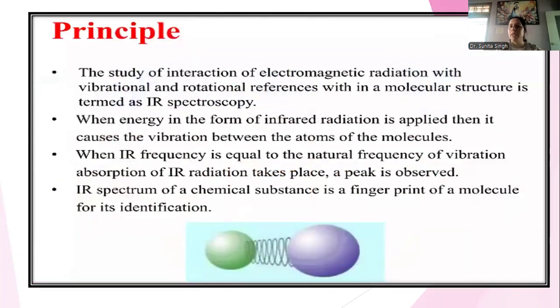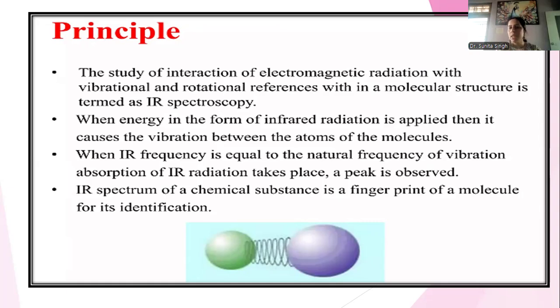The basic principle of IR spectroscopy is that the study of interaction of electromagnetic radiation with vibrational and rotational transitions of a molecular structure is termed IR spectroscopy. So here, when energy in the form of infrared radiation is applied, it causes vibrations between the atoms of the molecule. So the vibrations are responsible for the spectra.